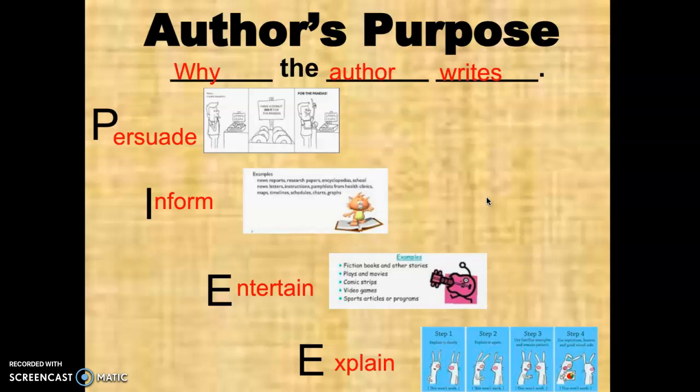So again, we are writing for the purpose of to persuade, to inform, to entertain, or explain. And the perspective is whose eyes we're seeing the story through. And then the person can be first person, second person, or third person.